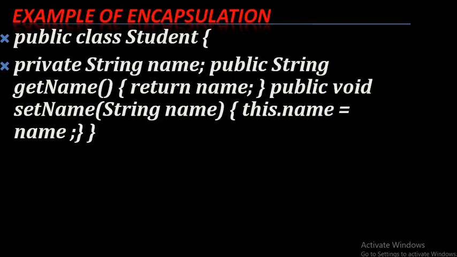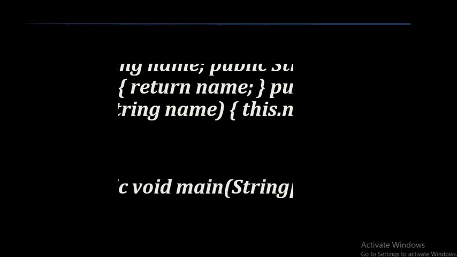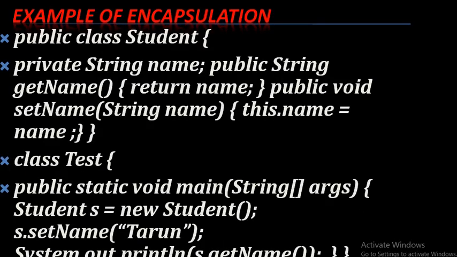An example of encapsulation: this is a Student class, and there is only one data field in this class, name, and there are getName and setName methods defined there. So in the test class, we have created the object of that Student class, and through that object we can set the name, and we can also get the name through the setters and getters only. So this is data encapsulation.